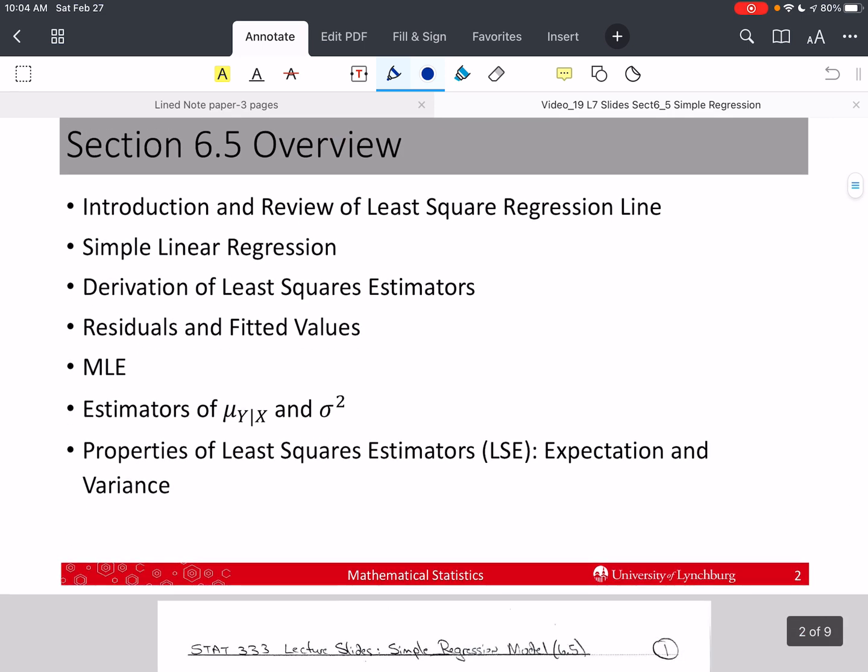So in this section, we're going to introduce and review what we've already learned about least squares regression from last semester. Then we're going to talk about simple linear regression, derive the least squares estimators, define residuals and fitted values, talk about and derive the MLE and the estimators for the mean of y given x and for the variance. And then we'll talk about the properties of least squares estimators, both the expectation and their variance. So let's get started.